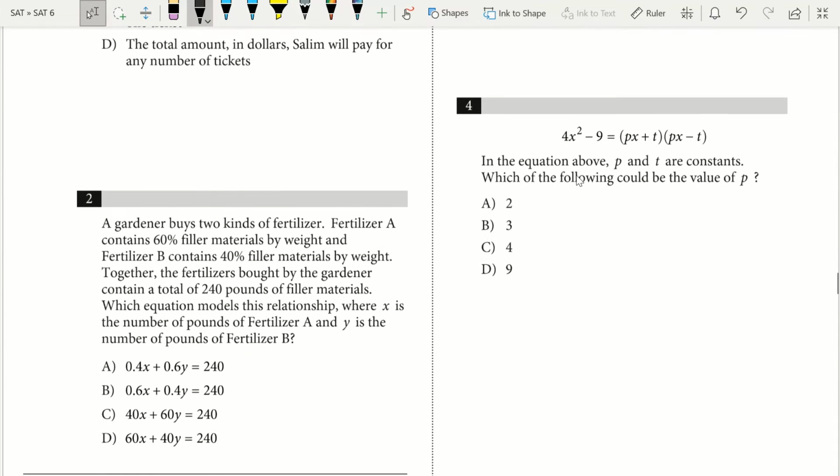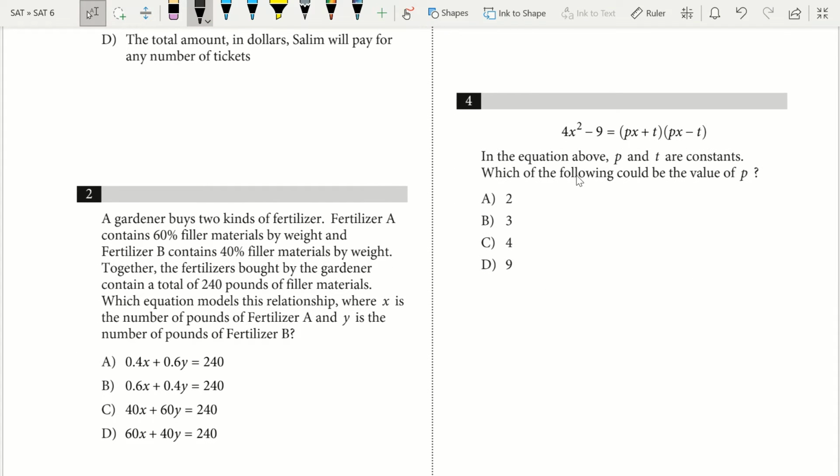Question 2. A gardener buys 2 kinds of fertilizer. Fertilizer A contains 60% filler materials by weight, and fertilizer B contains 40% filler materials by weight. Together, the fertilizers bought by the gardener contain a total of 240 pounds of filler materials. Which equation models this relationship where X is the number of pounds of fertilizer A and Y is the number of pounds of fertilizer B?